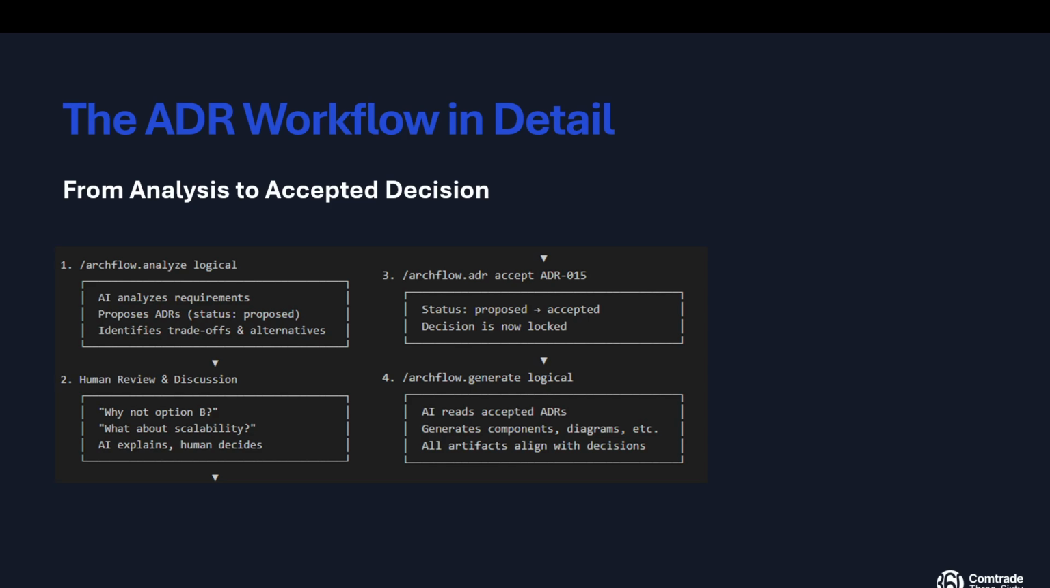In step 4, only now do you run the /archflow.generate logical command. The AI now reads all the accepted ADRs and generates the artifacts for this phase: component definitions, boundary diagrams, interface specifications, and so on. Because it's following the decisions you already approved, everything is consistent, everything aligns. If you later look at the generated components and wonder why it was designed that way, you trace it back to that ADR. The ADR explains the decision. The decision links to the requirements, and you get full traceability.